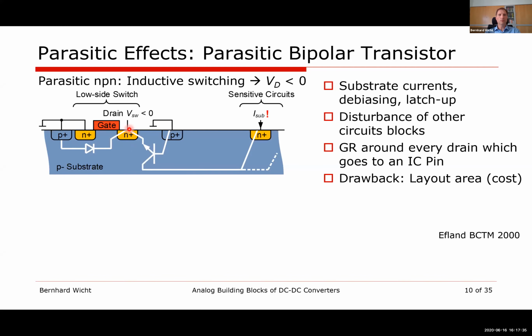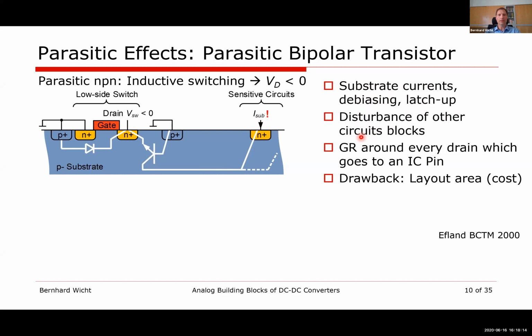So as soon as this goes below ground by the forward voltage, which means roughly minus 0.7 volts, we get the base emitter junction conducting, and the collector is formed by any nearby N area. So any N well nearby, that could be even a sensitive analog circuit, acts as the collector. So it's obvious there will be some disturbance of other blocks. We may get some substrate debiasing, and in the really worst case, even latch up. So that's quite risky and needs to be avoided.